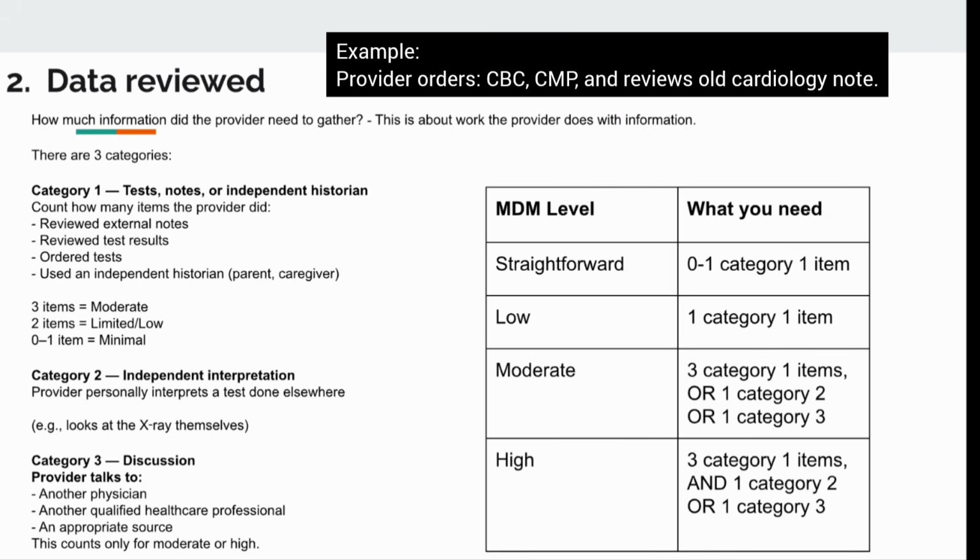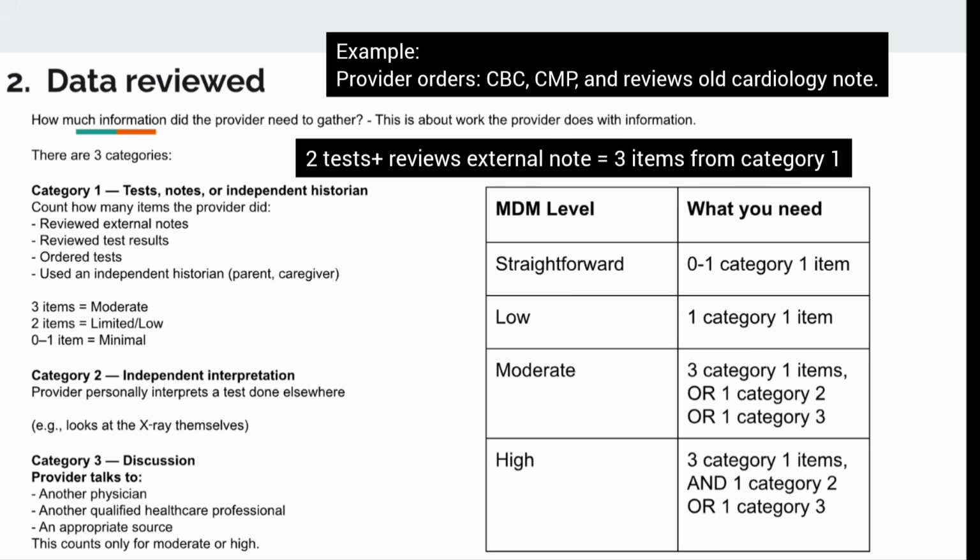If the provider orders CBC, CMP and reviews an old cardiology note. So here you can see there are 3 items from category 1, that is order CBC, which is a test, order CMP, which is a test. So there are 2 tests and he is reviewing an old cardiology note, that is also there. Reviewed external notes, right? So there are 3 category 1 items in this case.